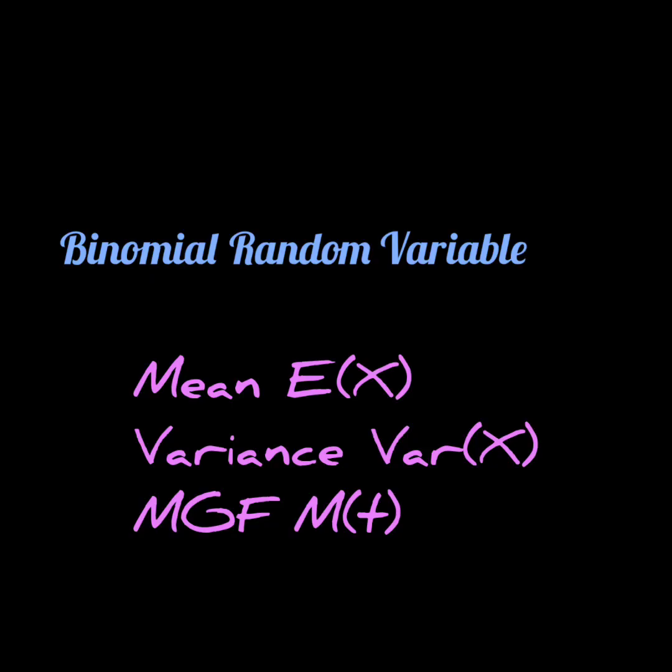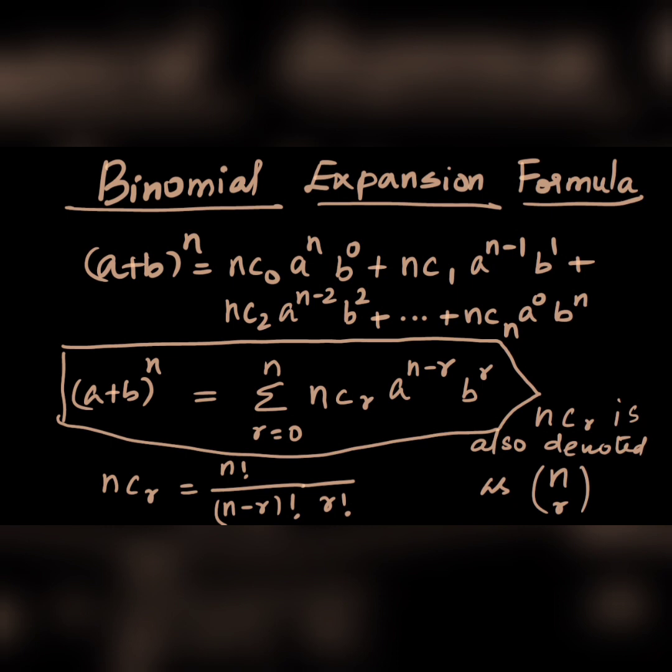In this video, we are going to derive the mean, variance, and MGF (moment generating function) of a binomial random variable. Before entering into the derivations, we first go through the binomial expansion formula, (a plus b) to the power n. The expansion actually contains n plus 1 terms.